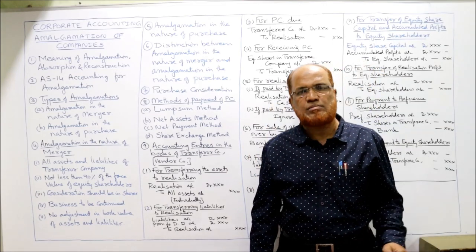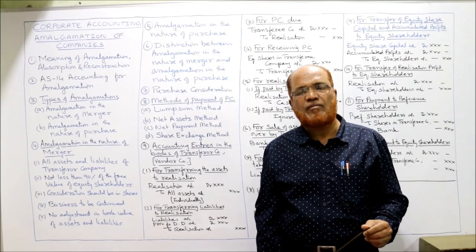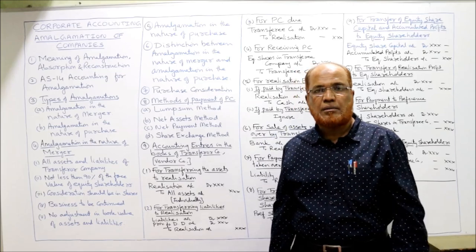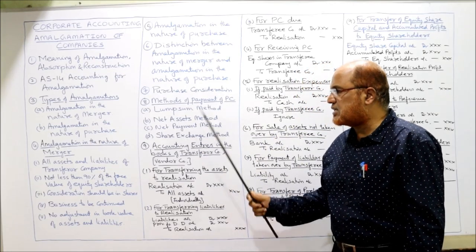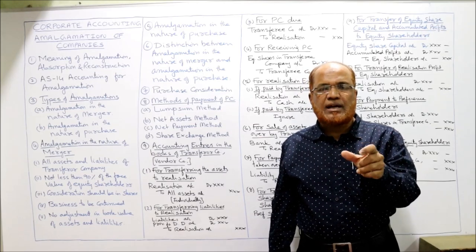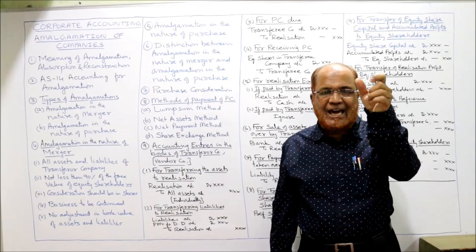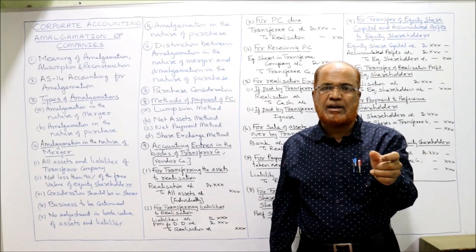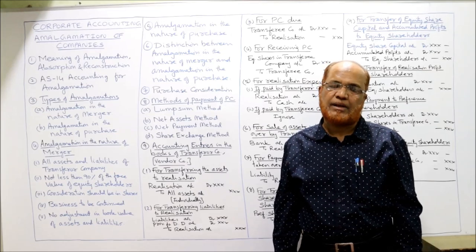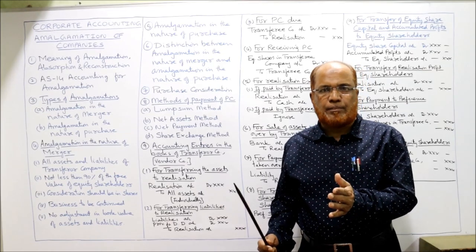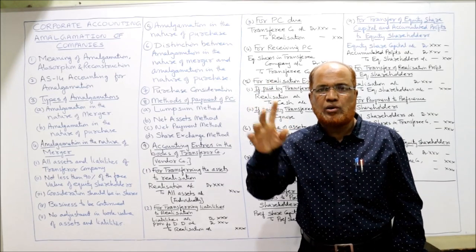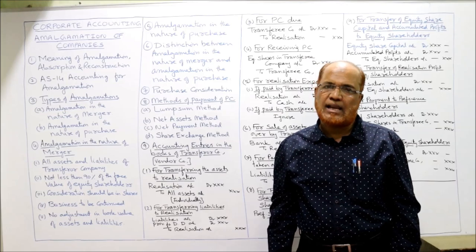But very rarely this method will be followed, because a number of considerations, a number of factors must be considered for fixing the purchase consideration. Next is net assets method, second method. In net assets method, we take all the realizable value or agreed value of assets and liabilities of the transferor company. A Limited is the transferor company. B Limited will say, we will calculate what is the present value of all your assets and liabilities.